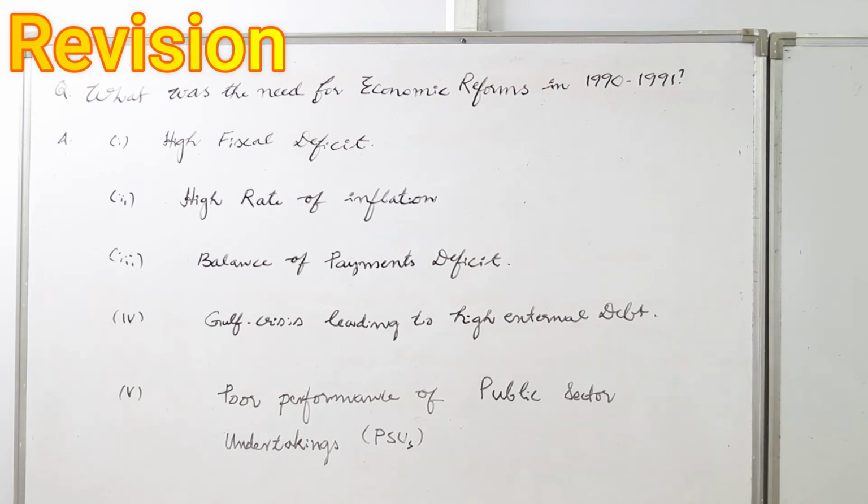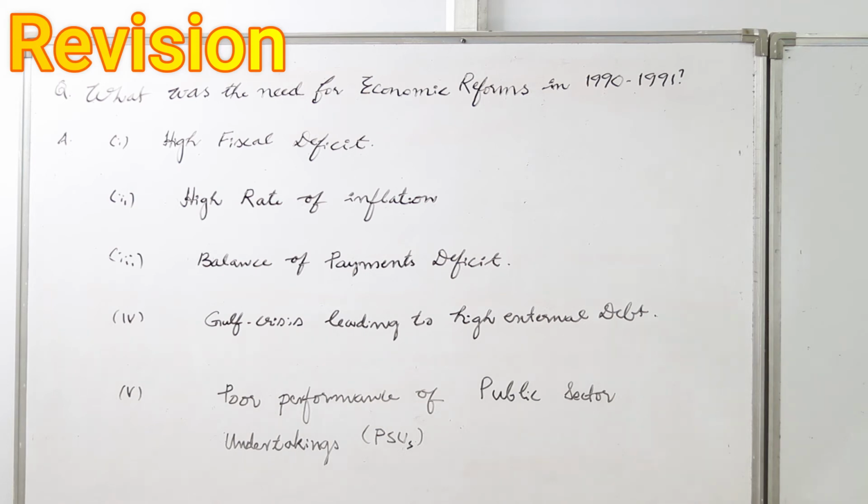And the fourth point, Gulf crisis leading to high external debt. On account of the Iraq war, there was an increase in the prices of crude oil and petroleum products. It widened our trade deficit. Poor performance of PSUs. The public sector undertakings in India were facing the problem of low productivity and poor rates of return. A huge amount was invested in their growth and development, but they became a liability for the government.